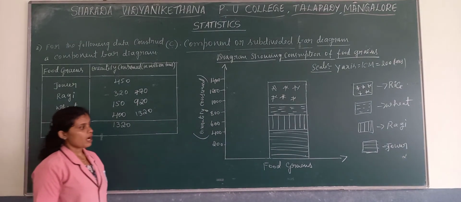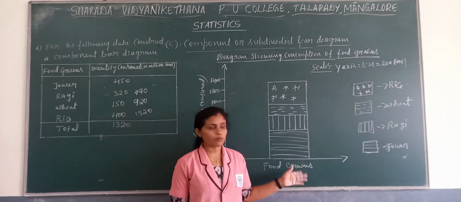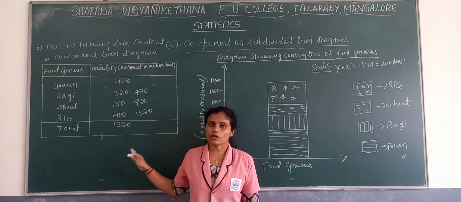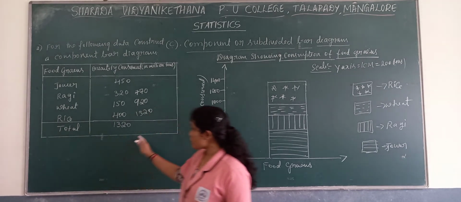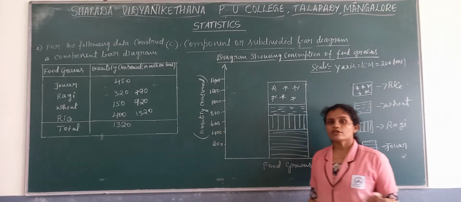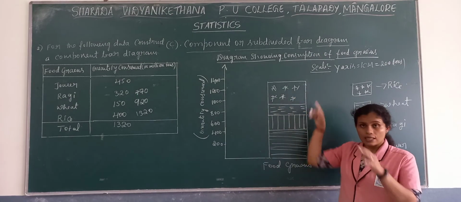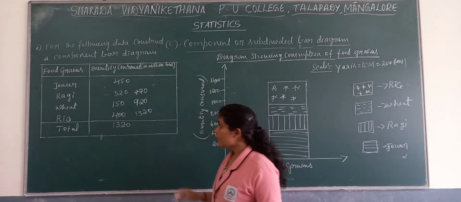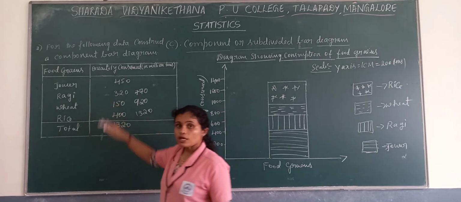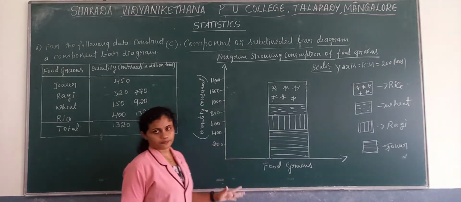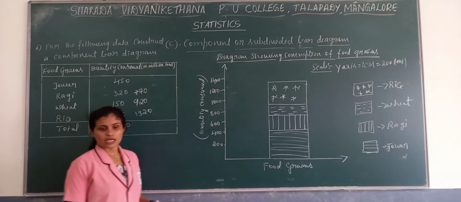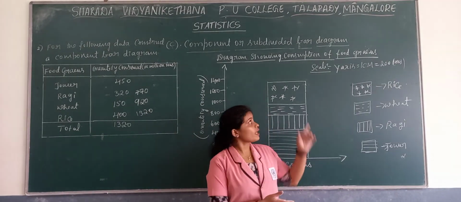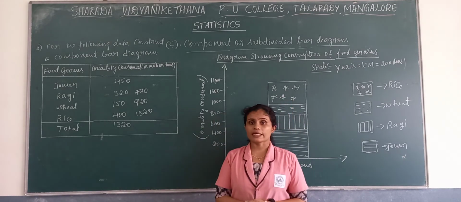Now I hope it is clear. For a subdivided bar diagram, after drawing the bar, we need to subdivide it according to the value of the variable. Firstly, according to the total value of the variable, we draw the length of the bars. After that, the bars are subdivided according to the value of each variable. So with this we completed the topic of subdivided or component bar diagram.